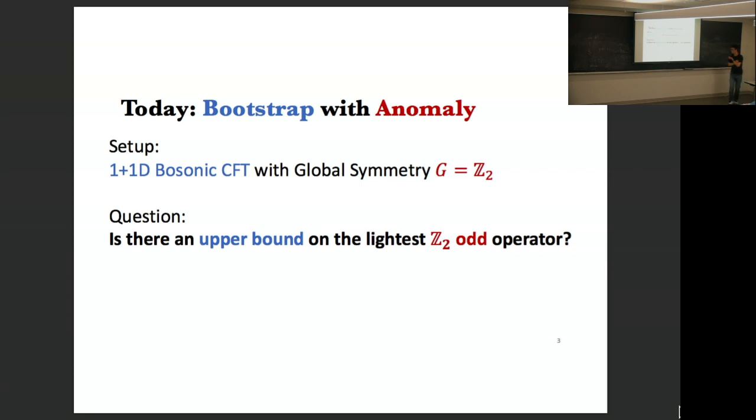I think the simplest possible setup would be in 1+1D to consider a bosonic CFT, so we don't need a choice of the spin structure, and set the global symmetry to be just Z2. It's probably the simplest setup. And the question in this particular case would be: is there an upper bound on the lightest Z2-odd operator?